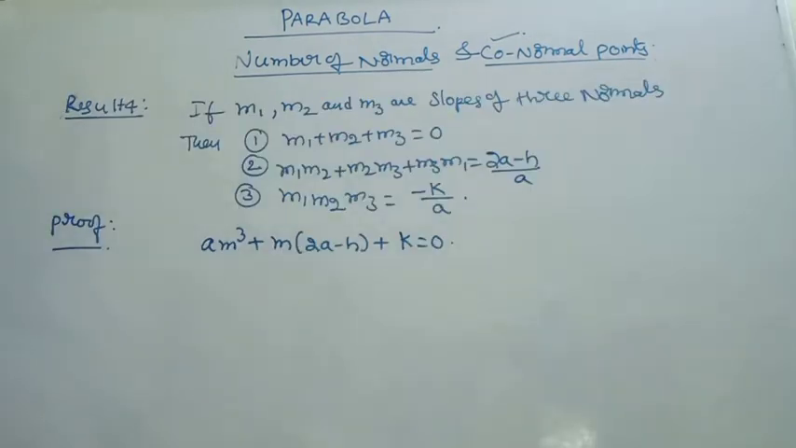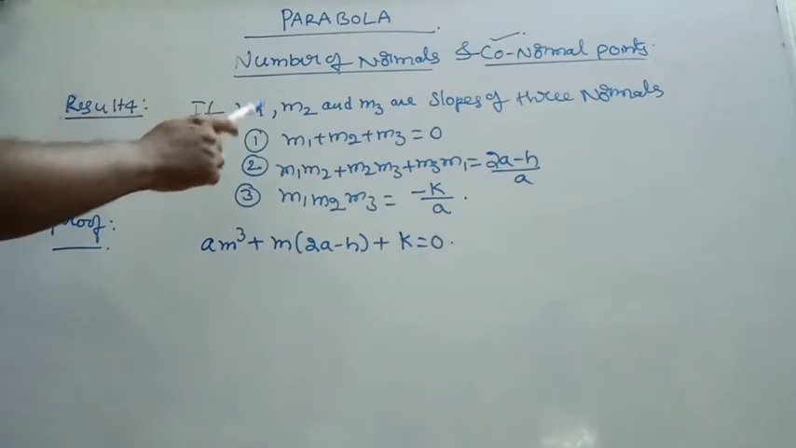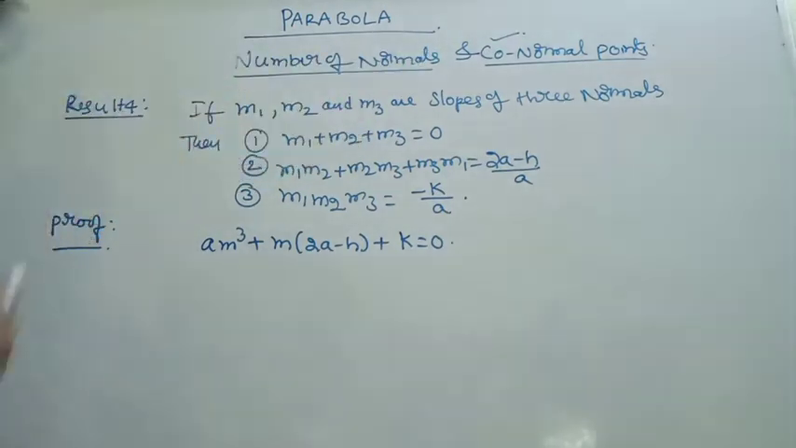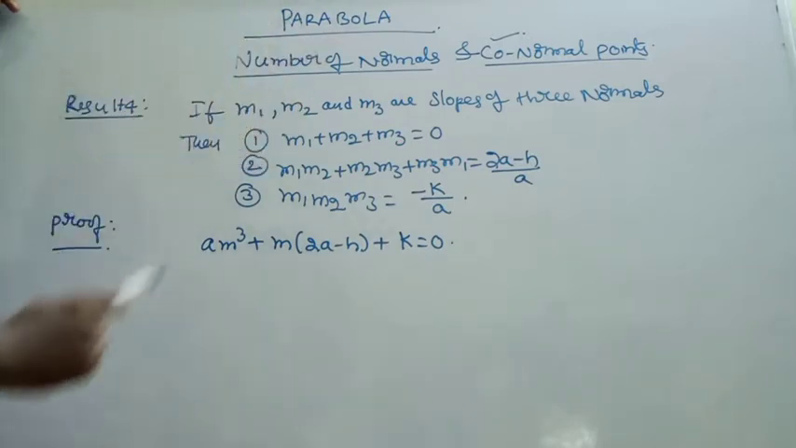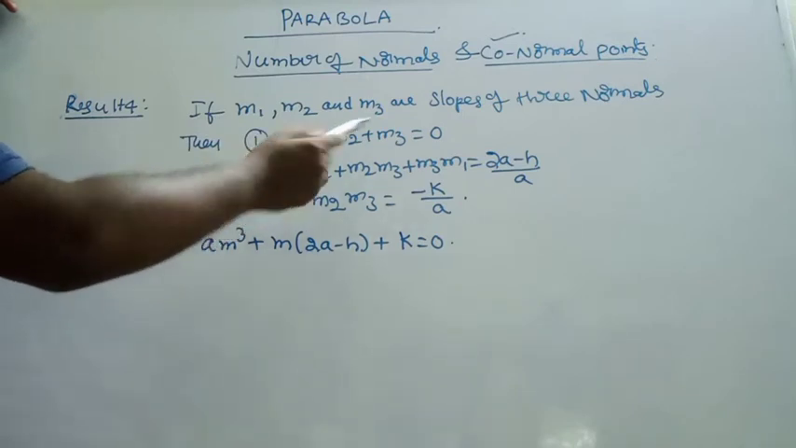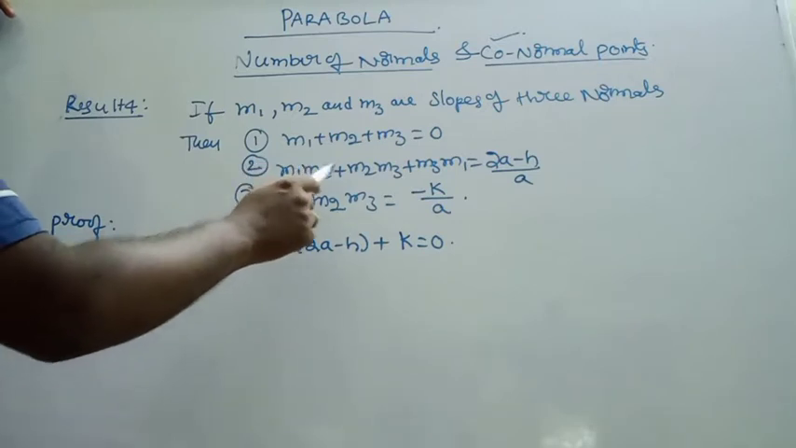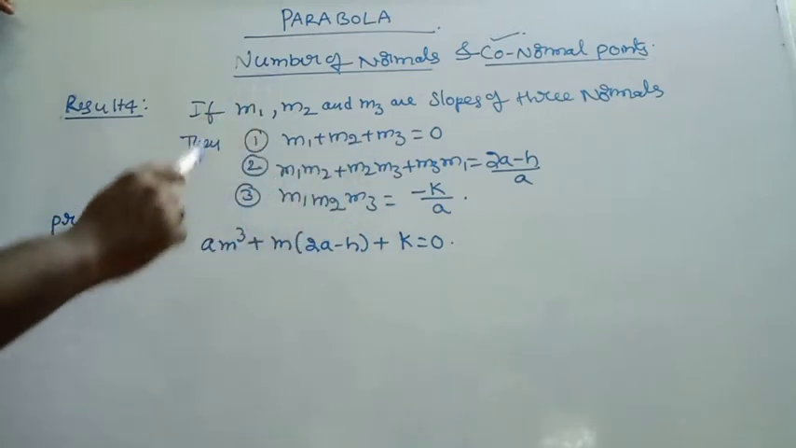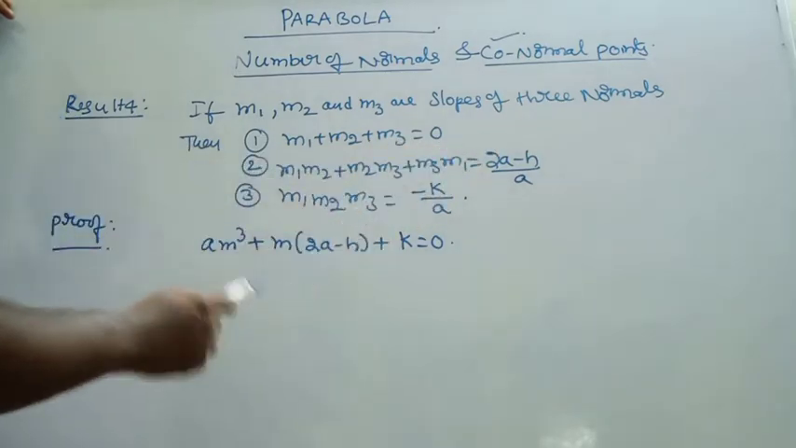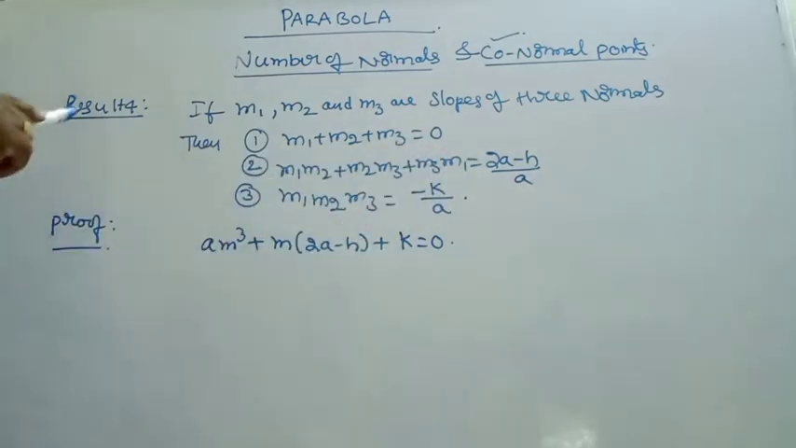Now we have another result. If m1, m2, m3 are the slopes of 3 normals, now only we proved, my dear students, the previous result: through one point we can pass 3 normals to the parabola. And if m1, m2, m3 are the slopes of three normals, we need to prove m1 plus m2 plus m3 equal to 0. And second, m1 m2 plus m2 m3 plus m3 m1 equal to (2a minus h) by a. Now the third one, m1 into m2 into m3, you have to prove, equal to minus k by a.